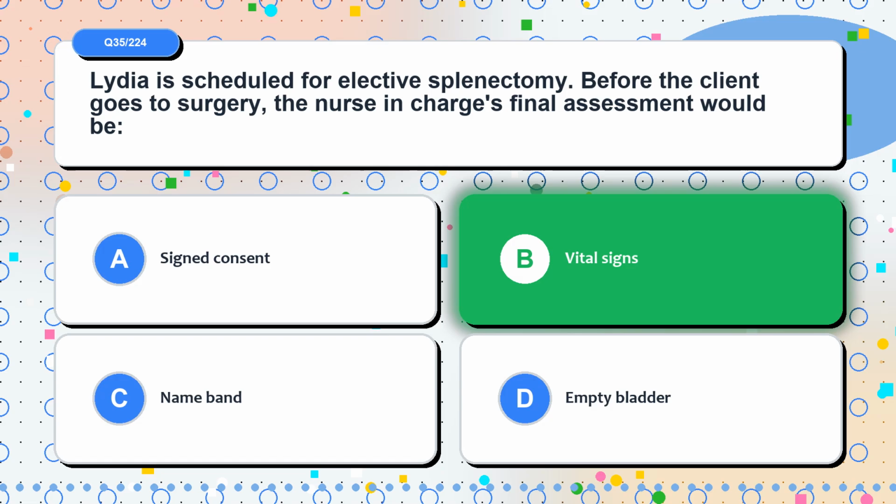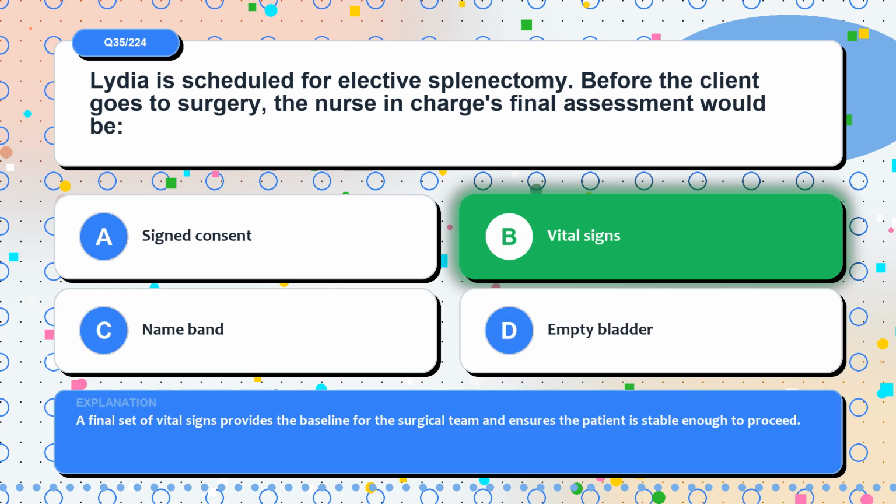The correct answer is option B. Vital signs. A final set of vital signs provides the baseline for the surgical team and ensures the patient is stable enough to proceed.